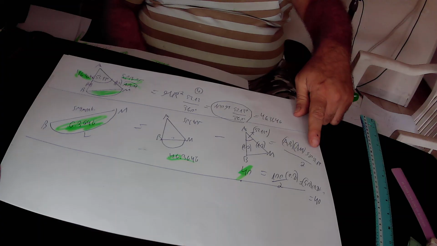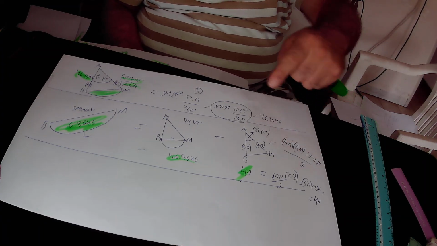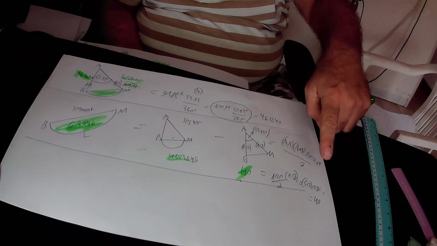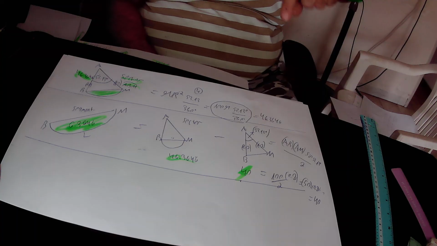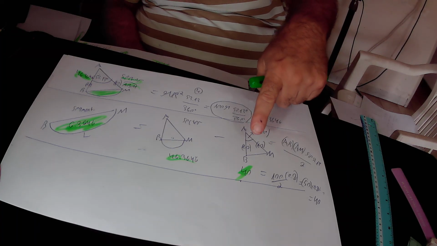Sine 53.13 degrees is 0.8 divided by 2. 100 over 2 is 50, 50 times 0.8 is 40. So in total, we found out that the area of this triangle ABM is equal to 40 square units in size.